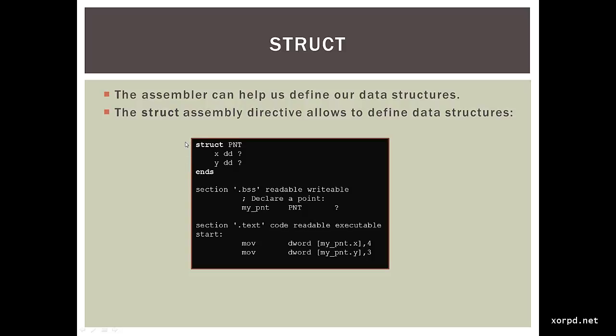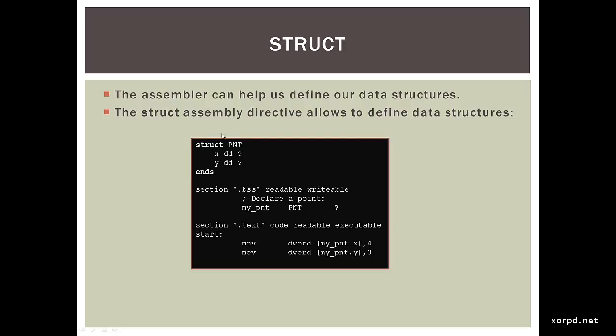By itself, it doesn't do anything. It is just an idea and it helps you write your code. We can see inside this structure two fields. The first one is called X, and it is of size dword. The second one is called Y, and it is also of size dword.